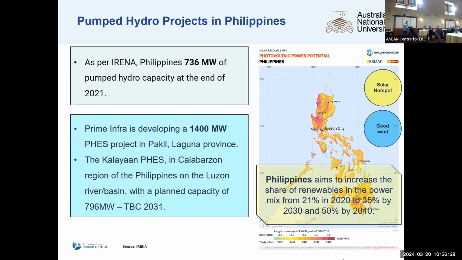You can see the Philippines has really good solar power capacity as well as good wind. The Philippines aims to increase the share of renewables in its power mix from 21% in 2022 to 35% by 2030 and 50% by 2040. So obviously they need more pumped hydro.